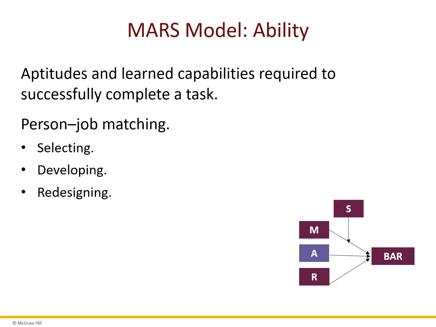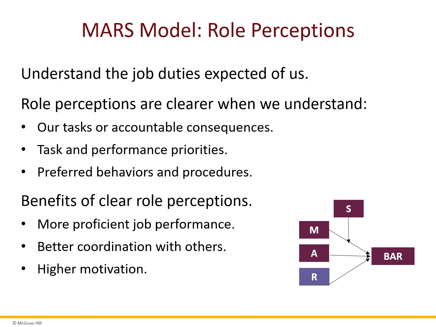Natural aptitudes and learned capabilities are required to successfully complete a task. Aptitudes are natural talents that help people learn specific tasks more quickly and perform them better. Person job matching produces higher performance and tends to increase the employee's well-being. And so we have to select applicants who demonstrate the required competencies, provide training to enhance the individual performance and results, and then redesign the job so the employees perform only tasks that they're currently able to perform.